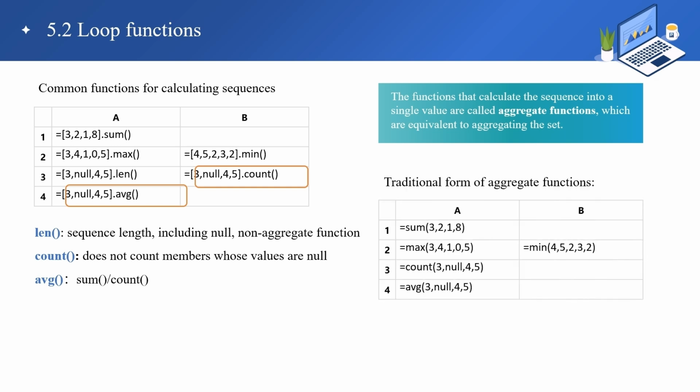In fact, SPL also supports writing these functions in traditional form, while sequence members are used as parameters. We've used the max-mean function before. It should be pointed out that len function is not regarded as an aggregate function. It actually gets an attribute of the sequence and does not actually traverse the sequence members to calculate the result. Therefore, the len function does not have this way to write the sequence members as parameters.